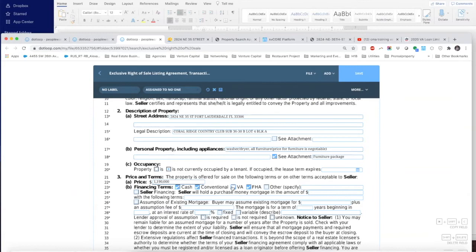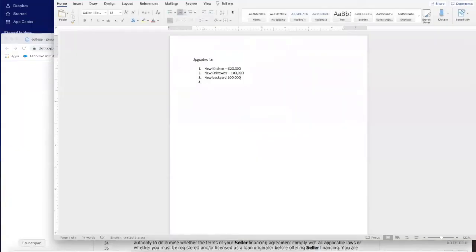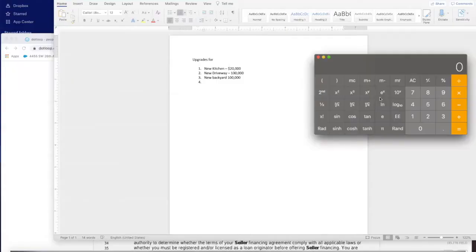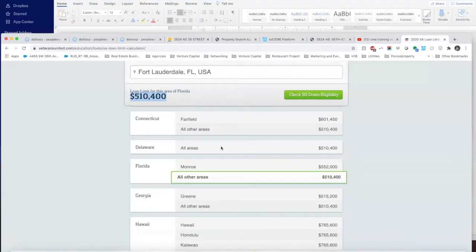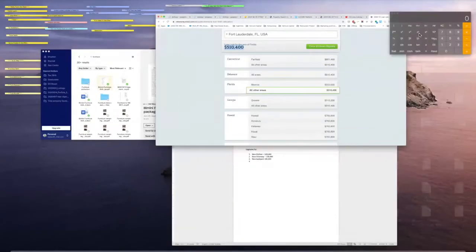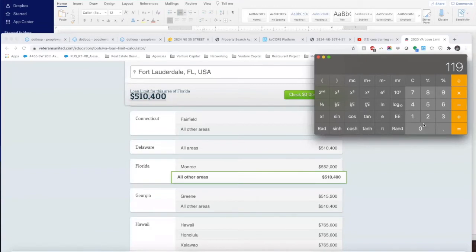But if you have somebody approach you asking about a VA loan, you basically can ask how much they have for down payment. In that case, let me see, the limit is 510,400. So we will take 1.19 minus 510,400. So they need $679,600 as down payment.